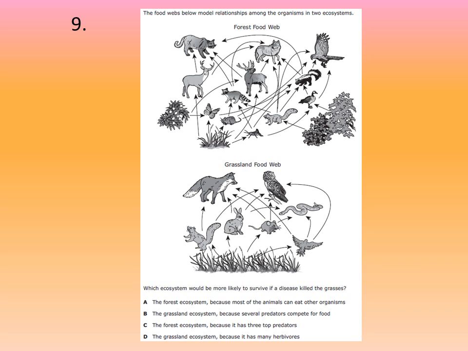Number 9. The food webs below model relationships among the organisms in two ecosystems. Which ecosystem would be more likely to survive if a disease killed the grasses? A, the forest ecosystem because most of the plants can eat other organisms. B, the grassland ecosystem because several predators compete for food. C, the forest ecosystem because it has 3 top predators. D, the grassland ecosystem because it has many herbivores.